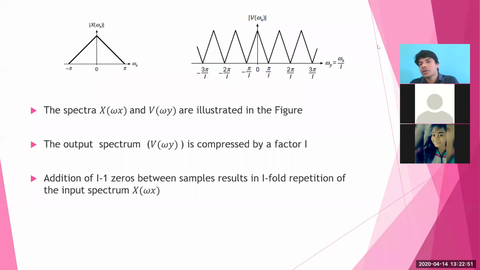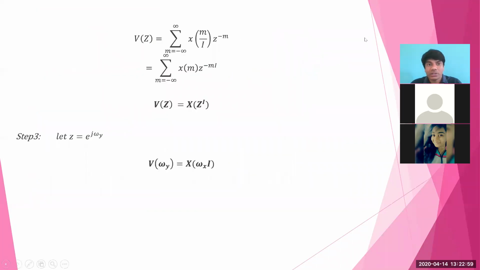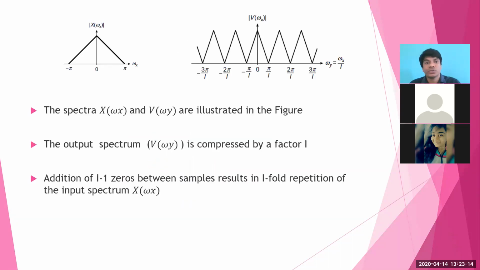Okay, right. So again, now you look at these. This is the input spectrum, what I have just told you. Here, this is what I have told you, right? The output spectrum of an upsampler is what? I times I folded version of the input spectrum. So that thing we are going to see visually. Here, if you look at this particular spectrum, that is the input spectrum.